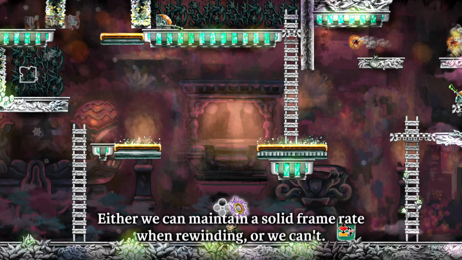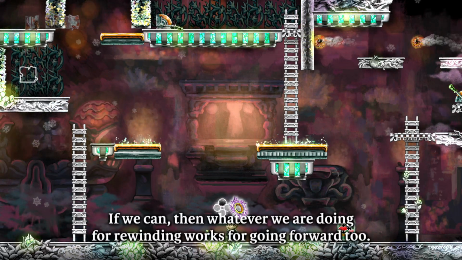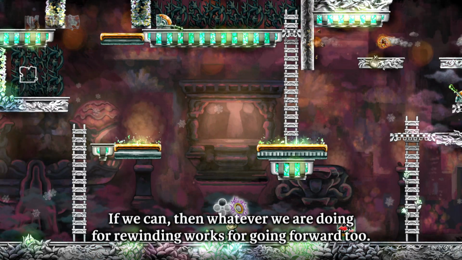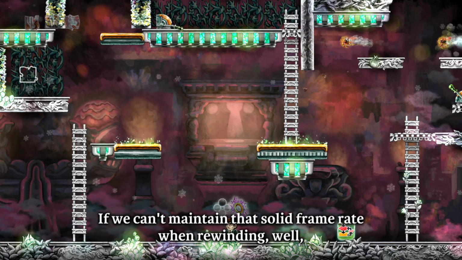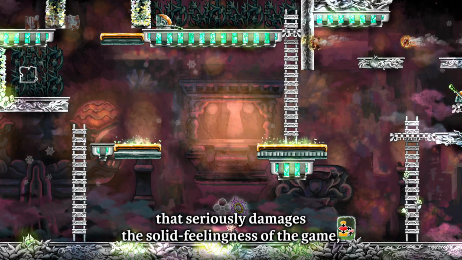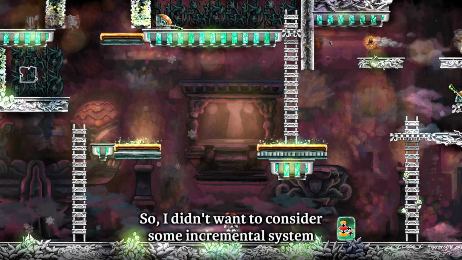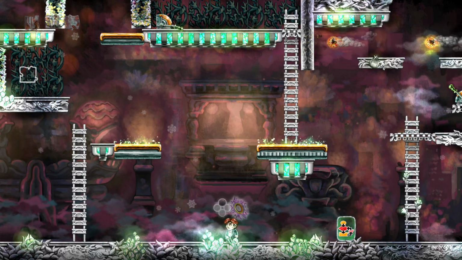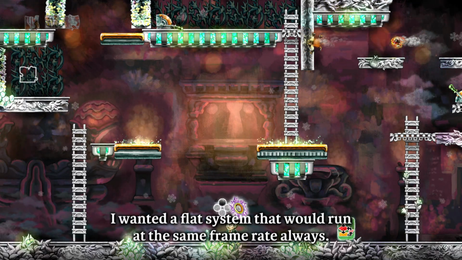Either we can maintain a solid frame rate when rewinding, or we can't. If we can, then whatever we're doing for rewinding works for going forward too. If we can't maintain that solid frame rate when rewinding, well, that seriously damages the solid feelingness of the game, and we should work hard to change this. So I didn't want to consider some incremental system that has these kinds of problems. I wanted a flat system that would run at the same frame rate always.